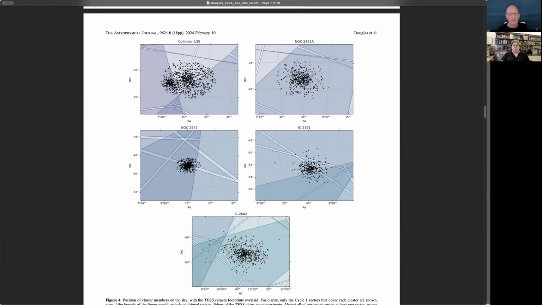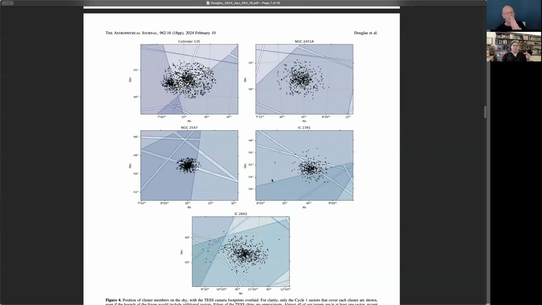So I analyzed light curves from Luke Bouma's CDIPS analysis, which is the cluster difference imaging photometry. And then from Chelsea Huang's QLP light curves that were produced by the TESS team themselves. So I searched for any match between our cluster members and those 2 catalogs, and I looked at each sector individually and picked the best one.